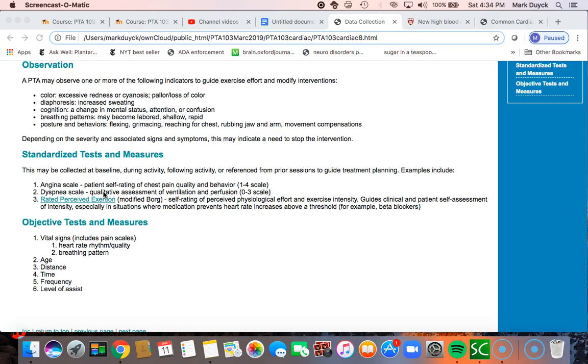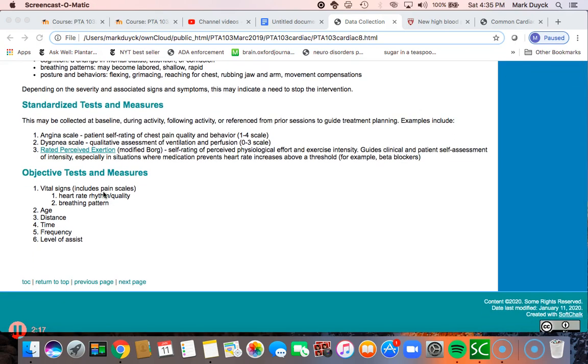And then you're familiar with the rate of perceived exertion, and this is just a really important tool to use. For example, when someone is on beta blockers, assessing heart rate is no longer going to give you any indication of how hard that person is working because of the effect of beta blockers on heart rate.